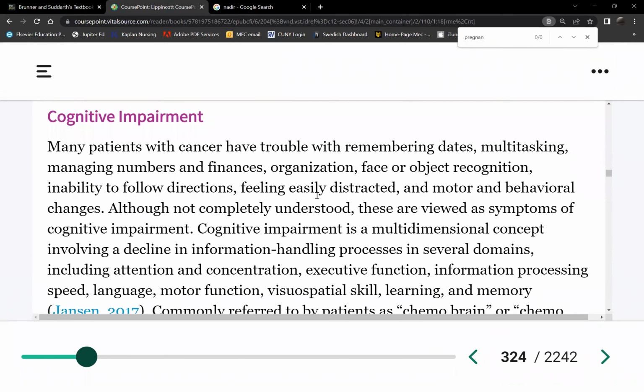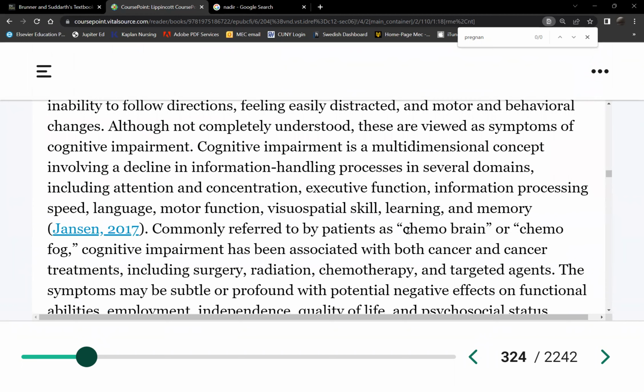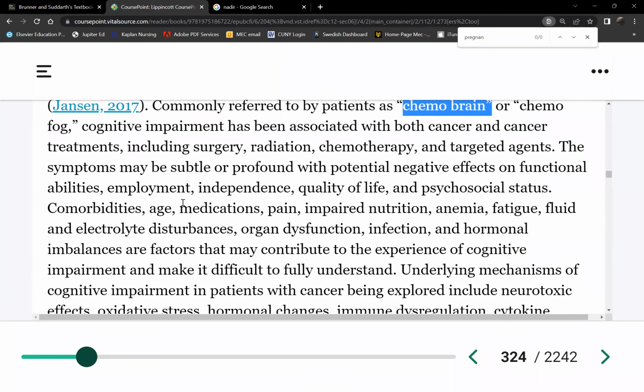Okay, so we talked about the cognitive impairment. That's the chemo brain phenomenon, when they can't remember. So he had to quit working because it was affecting his job. He quit for 2 years because exactly that reason, he didn't want to compromise his patient safety.